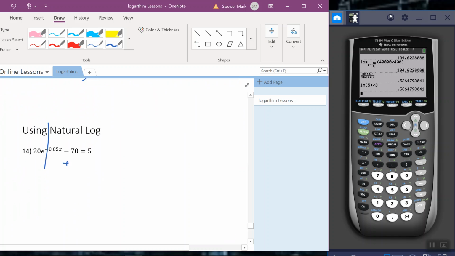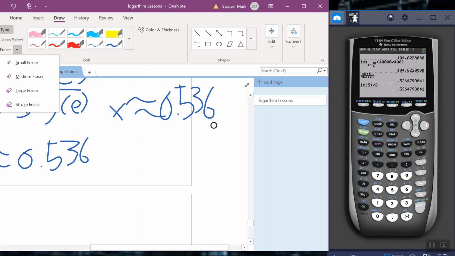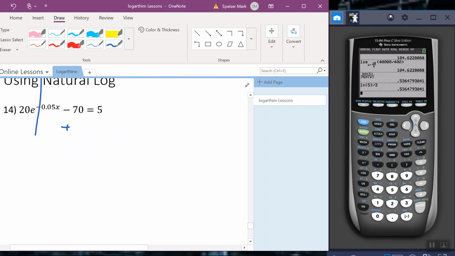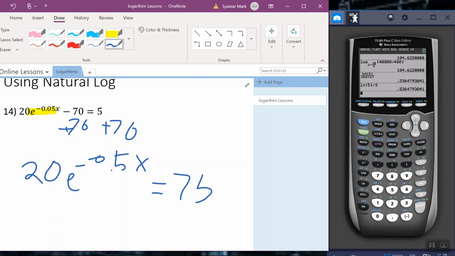So in this example, we'll use natural log completely. You want to get the e part alone. So you have 20 times e to the negative 0.5x minus 70 equals 5. You add 70 on both sides. You have 20 e to the negative 0.5x equals 75. Divide by 20.